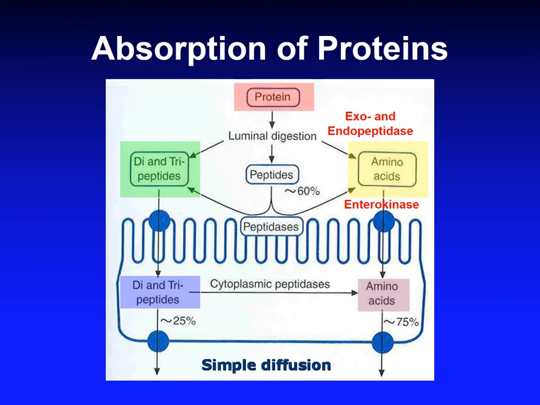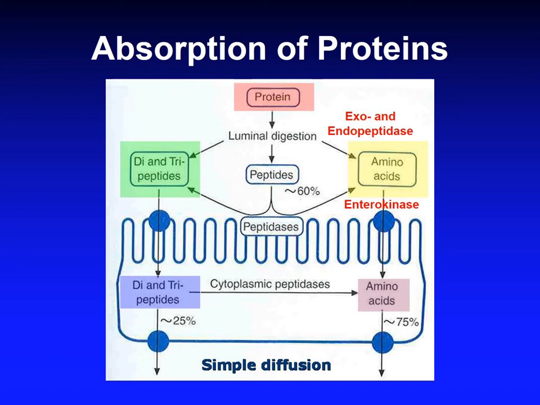This is basically what happens. The exact thing we've talked about before. Protein in the lumen is digested by exo and endopeptidases. Done. It becomes amino acids and di and tripeptides. If it's single amino acids, there is no need for further digestion because it's done. This is the final product. So it gets into the inside of the enterocyte. Simple diffusion, there's nothing. If they are di and tripeptides, two or three together, some of them may get into the enterocyte. About 25% of them will get into the enterocyte.